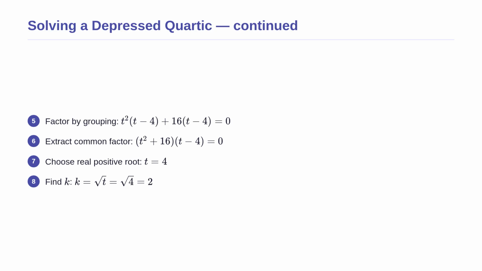Continuing with our equation, we need to find at least one valid root for t. We can solve this by factoring by grouping. We group the first two terms and the last two terms, factoring out the common elements. This reveals a common binomial factor of t minus 4. Setting the brackets to 0, the first bracket gives imaginary numbers, but the second bracket gives us exactly what we need, t equals 4. Since t is k squared, we take the positive square root to find that k equals 2.